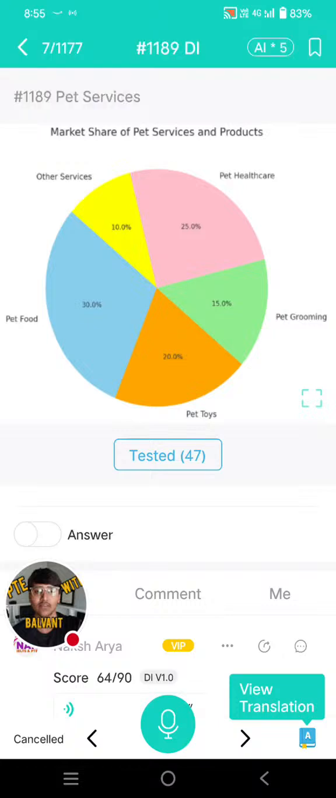The market share of pet services and products is the main topic of this image. I can also describe pet healthcare and pet grooming in this image. Pet toys and pet foods are also highlighted in this image. Some multiple percentages like 20% and 30% are also highlighted in this image.